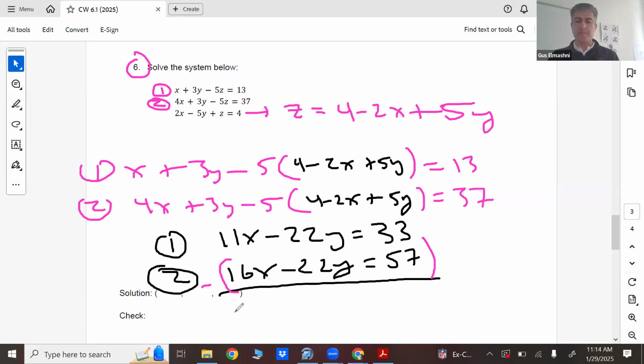What's 11 minus 16? Yep. And of course, negative 22 minus negative 22 cancel. And this becomes... really? It came out like that? That's kind of weak. Negative 14. No, negative 24.